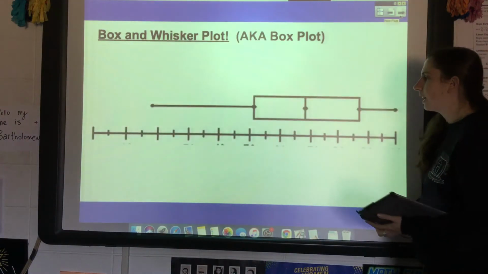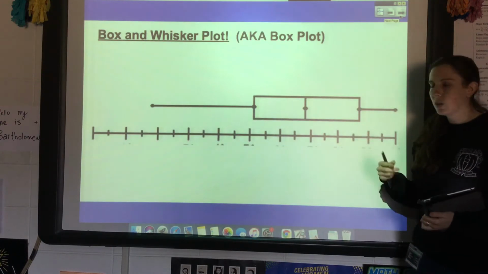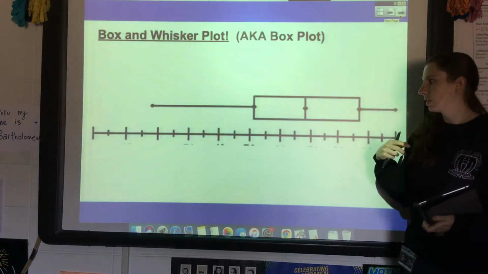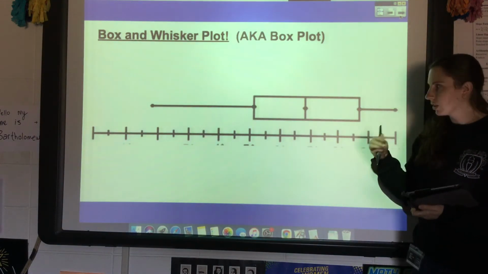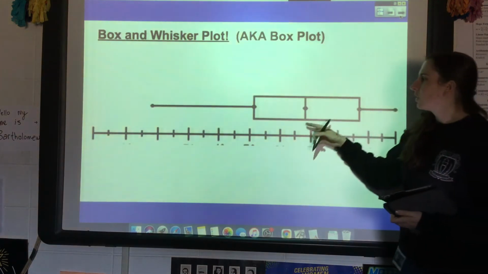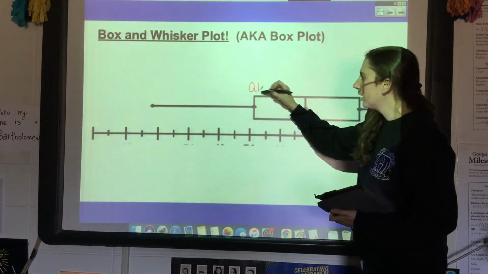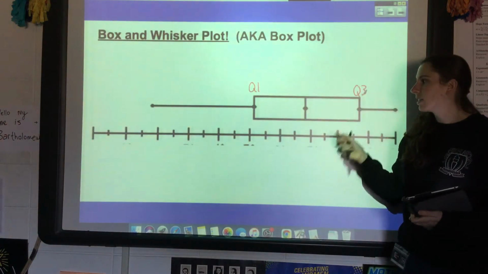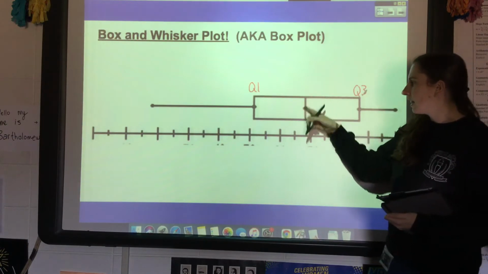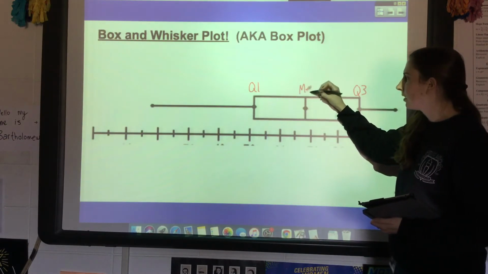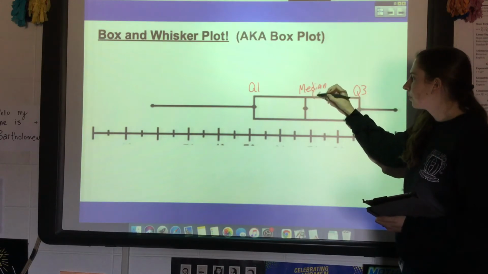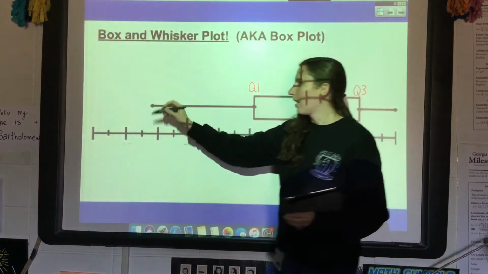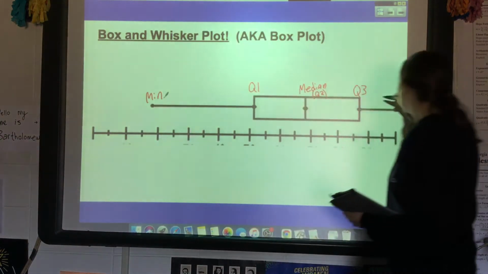So you start with a number line. If you don't have a number line, the box plot is kind of meaningless. It's got to match up with some numbers. So start with a number line, label some numbers, and then I want to remind you what this is. So the box goes from Q1 to Q3. It's basically the interquartile range. It's the middle 50% of your data. The line through the middle is the median, or Q2. And then you draw your whiskers out to the min and out to the max.